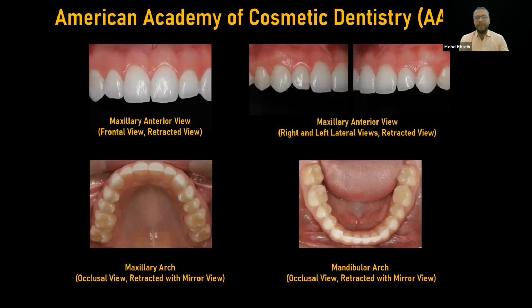Next image recommended is the maxillary anterior view with contrasters. In this image, canine to canine should be in focus, and the center part of the image should be the central incisor. When it comes to the lateral view retracted with contrasters, the lateral incisor should be in the center. Then comes the occlusal view of the upper and lower arch. That's what we discussed earlier.